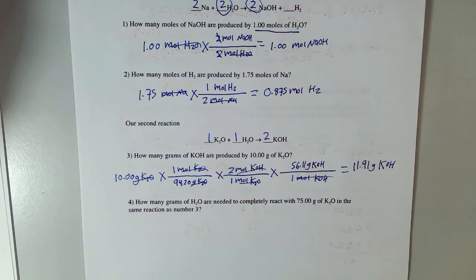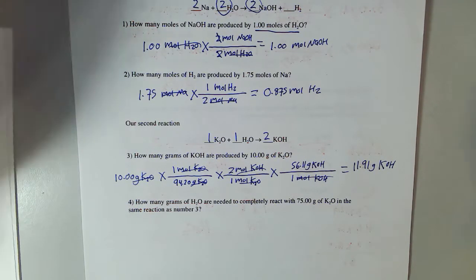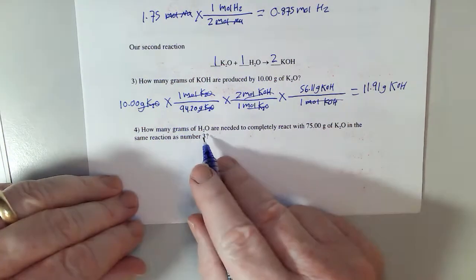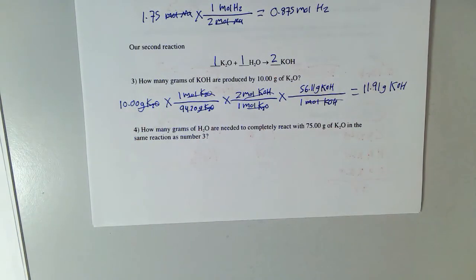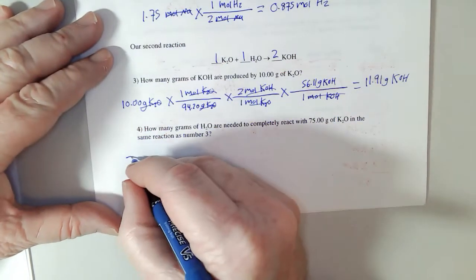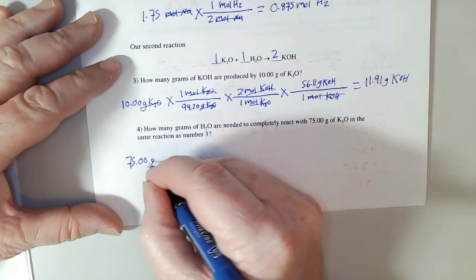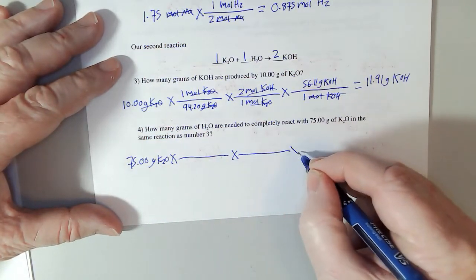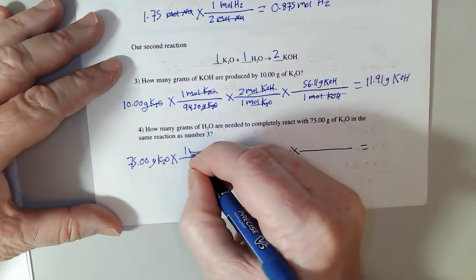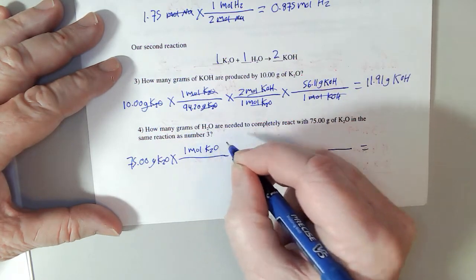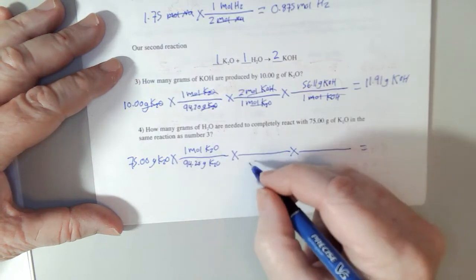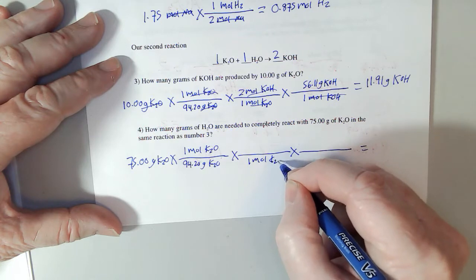We're going to be doing a lot more problems that look just like that one. Based on the same reaction, how many grams of water are needed to completely react with 75.00 grams of K2O? So 75.00 grams K2O times 1 mole of K2O is still 94.20 grams K2O.